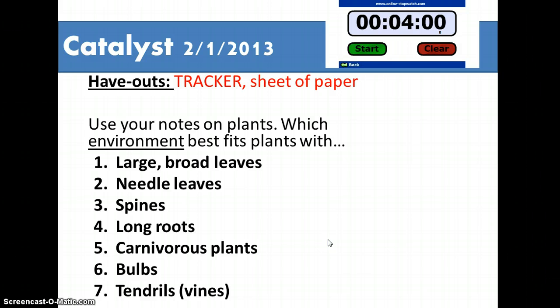Number two, needle leaves are from pine needles, best found in the tundra or a snowy place. Spines are found in deserts. Long roots will also be found in deserts or dry areas. Carnivorous plants, environments with poor soil. Bulbs will be found in places where it gets cold because during those cold seasons, the plant will need to store food and water underground. And then 7, tendrils are going to be found in forests because they can climb up trees to get sunlight.